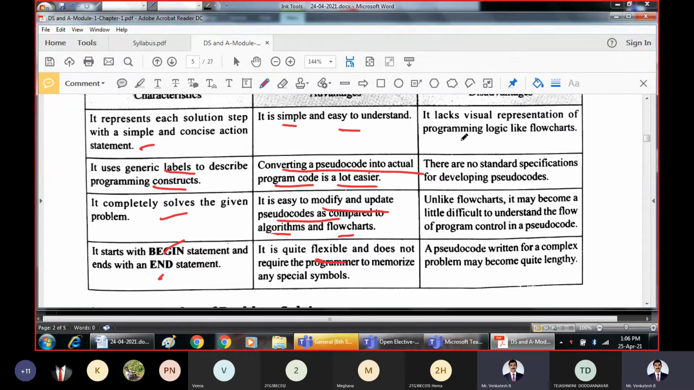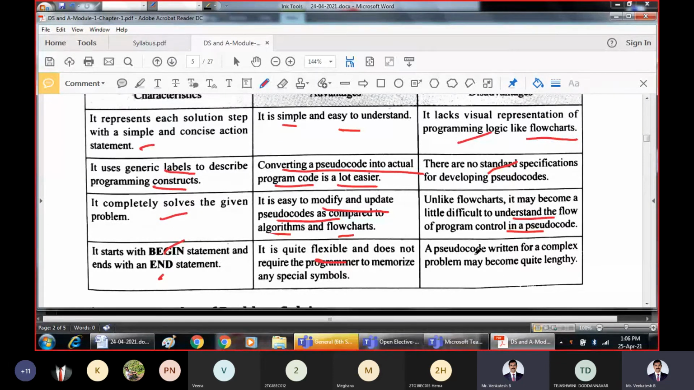And the disadvantage is there is no visual representation like a flowchart, because by looking at the flowchart you can understand easily. Again, there are no standard specifications for writing the pseudocode, because the procedure can be followed in a different way. A pseudocode can be developed in different ways by different programmers. So it may become difficult to understand the flow of the program in a pseudocode as the complexity of the program increases.